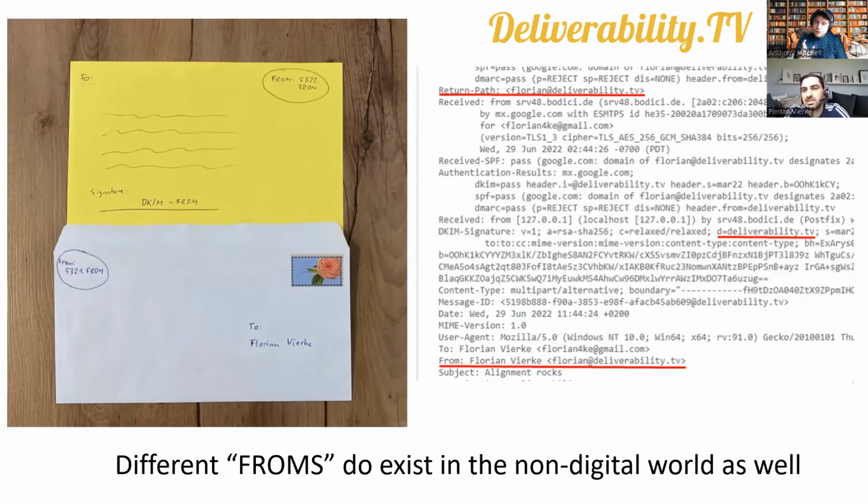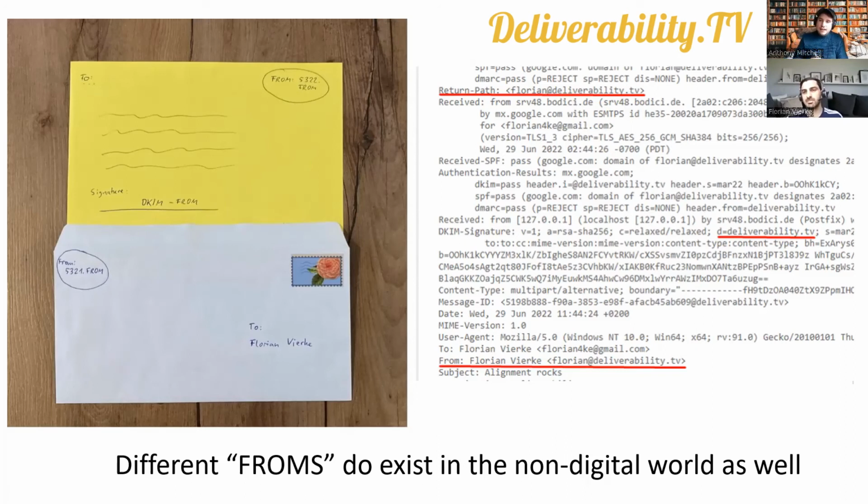So it's the same top level domain. For example, with the same from header at example.com or Deliverability.TV. So the example on the screen is strict alignment. If, for example, you were using a subdomain, say news.deliverability.tv, it would be relaxed alignment.